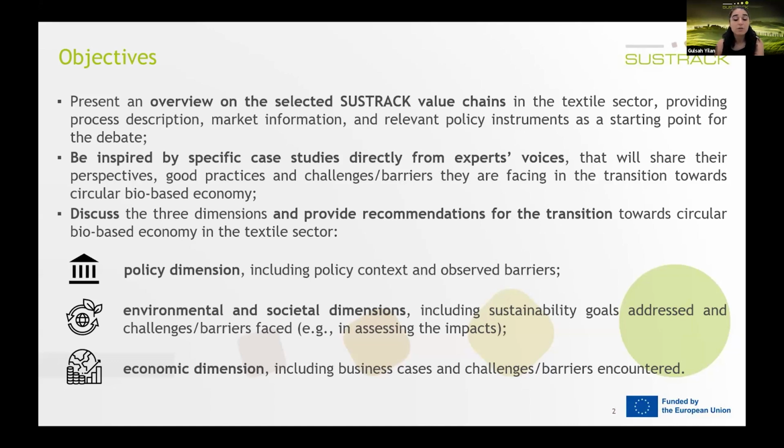The objectives of our workshop is threefold. We want to present an overview of selected value chains in the textile sector, and we will provide our point of view, mentioning process description, market information, and relevant policy instruments as a starting point for the discussions. And then we want to be inspired by specific case studies, by the invited speakers, seeing their perspective and also benefit from their knowledge and expertise, providing their perspective, good practices, and also challenges and or barriers they have been facing in this transition from linear to circular economic model. And finally, we will discuss three dimensions, being policy dimension, environmental and societal dimension, and economic dimension, and provide recommendations for this transition in the textile sector.